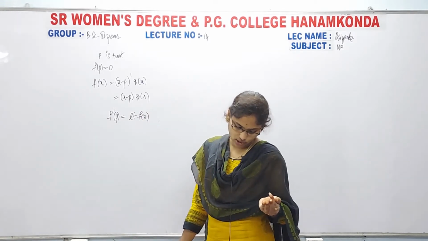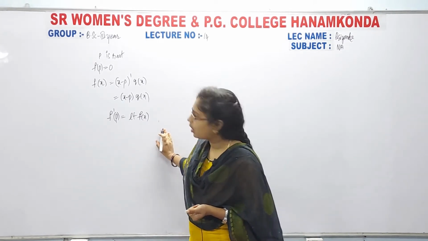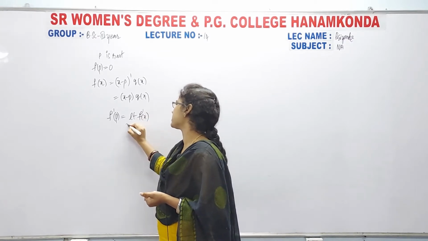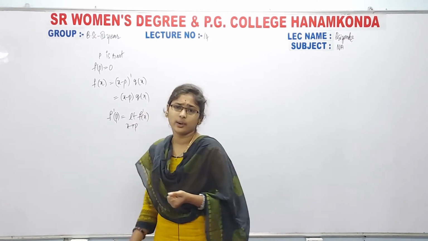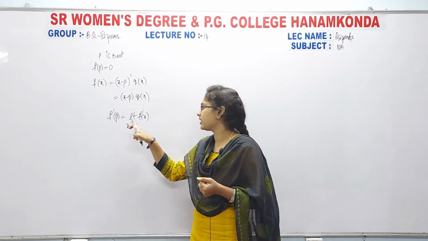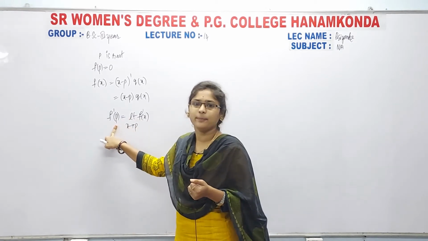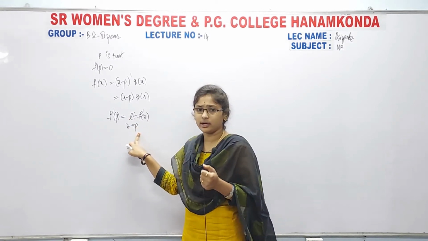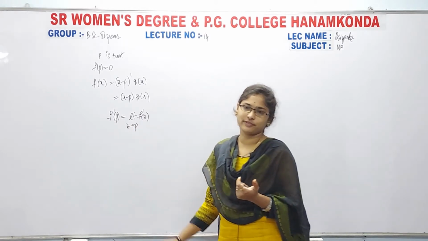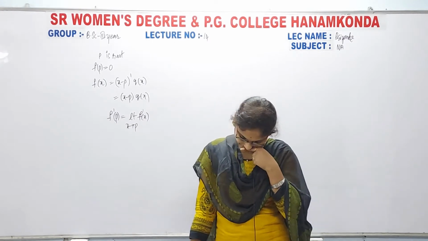f dash of p is nothing but the limit of f dash of x as x tends to p. So here, instead of p I am taking x, so actually here what we have is p. To denote that, we can write this as the limit of f dash of x as x tends to p. Now write down in the next line.